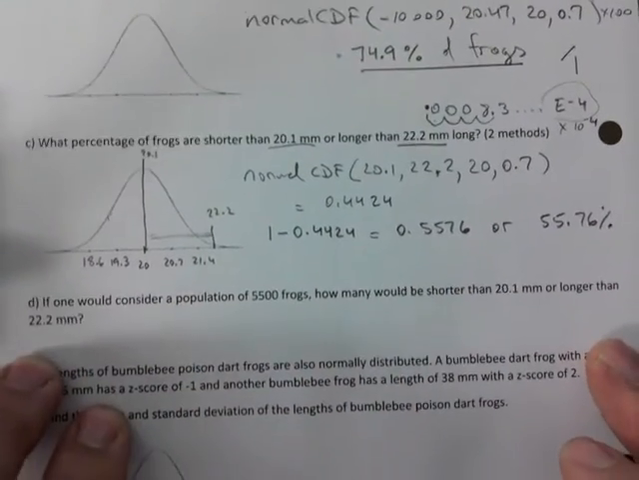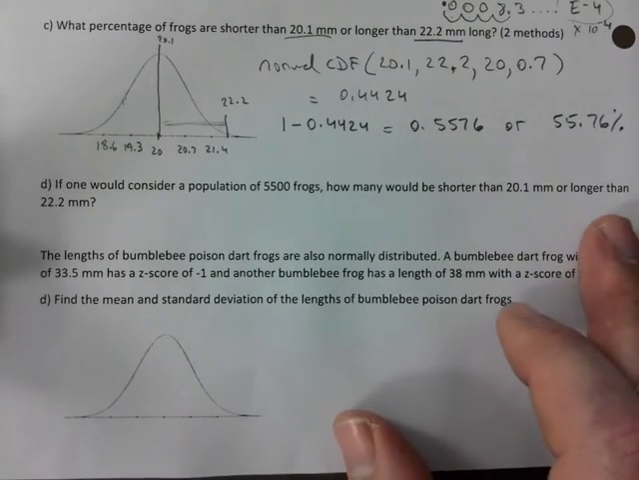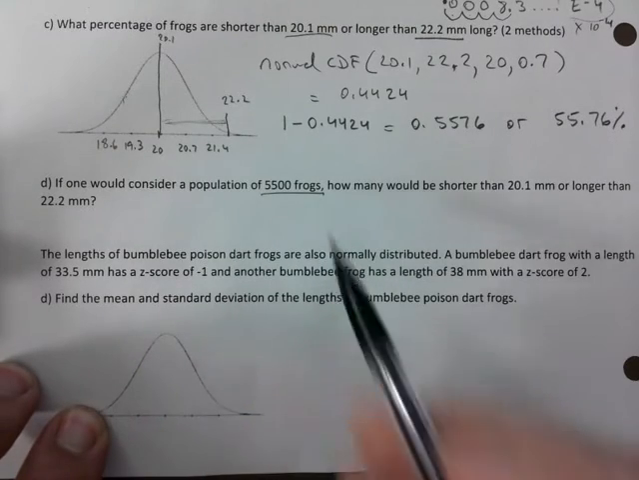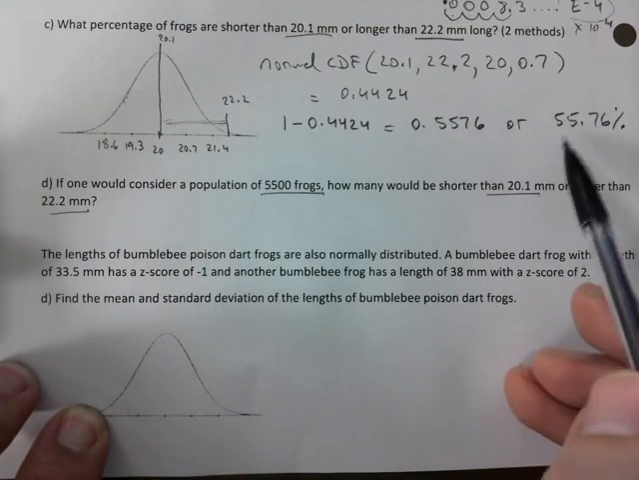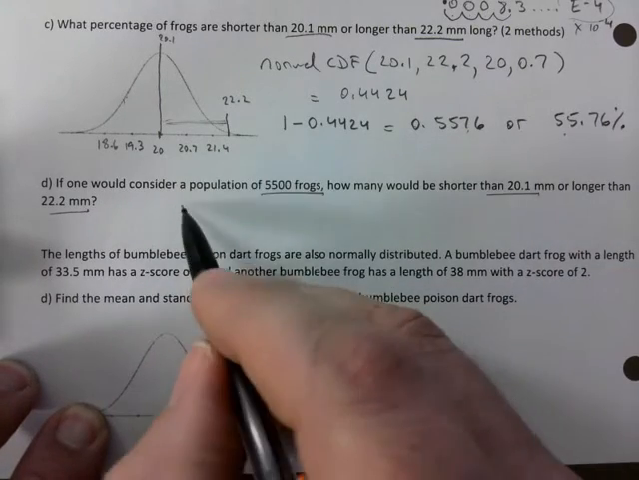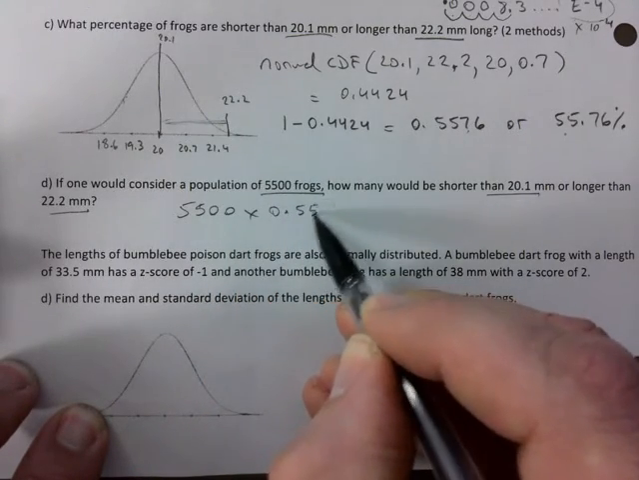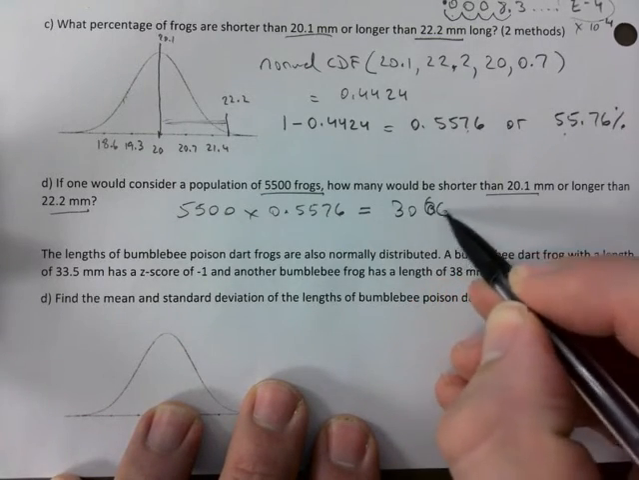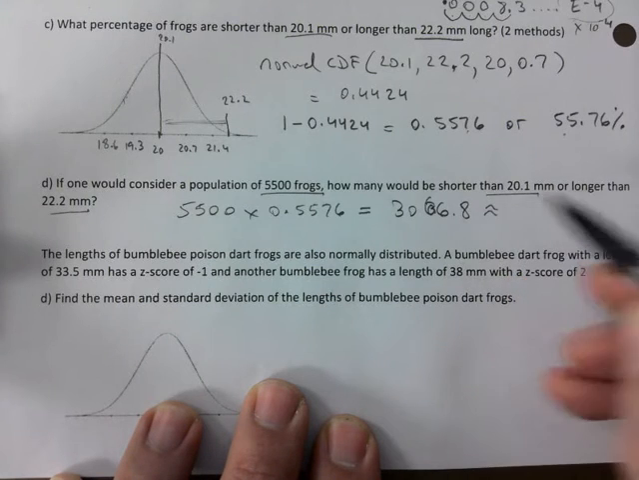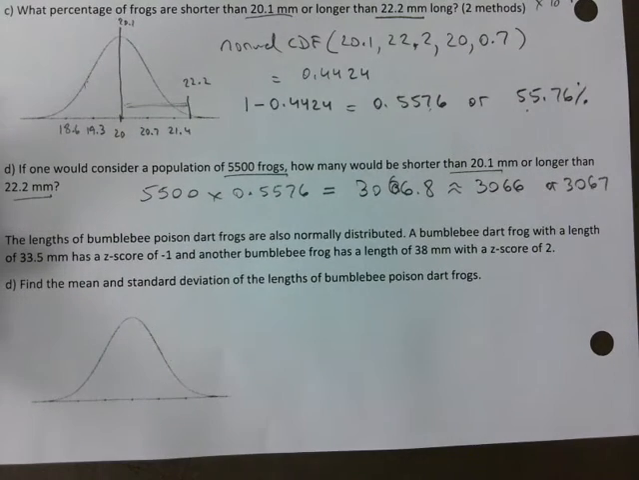So what maybe gave you a little bit of an issue. I didn't think of that. But if one would consider a population of 5,500 frogs, how many would be shorter than 20.1 or longer than that? So I'm basically using the answer above here. So that's just this times 0.5576, which gives you 3066.8. So you could have said approximately 3066 or 3067, whichever you rounded it to.